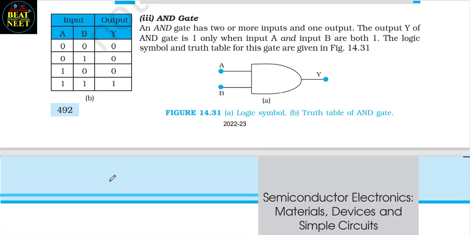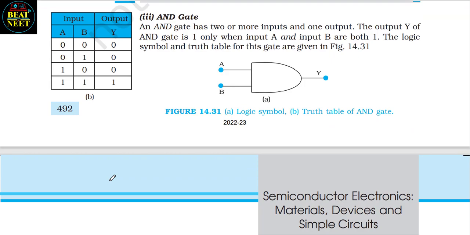Number 3, AND gate. An AND gate has two or more inputs and one output. The output Y of an AND gate is 1 only when input A and input B are both 1. The logic symbol and truth table for this gate are given in figure 14.31. Here you can see that.